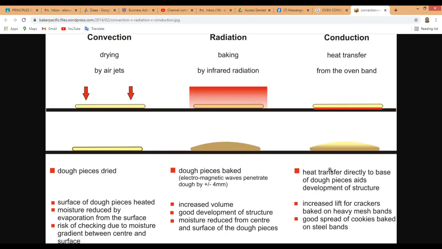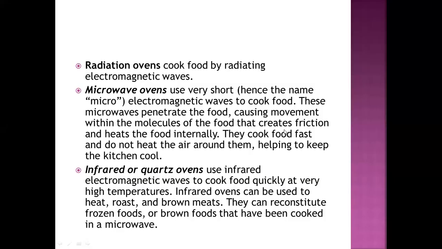So this is the difference if you're going to use the categories of oven, basically the convection oven, radiation oven, and conduction oven. So that is for our ovens.